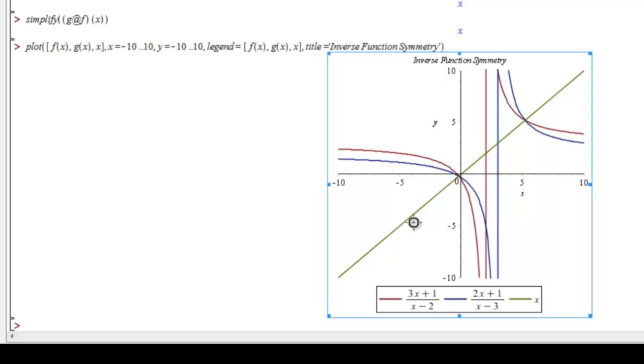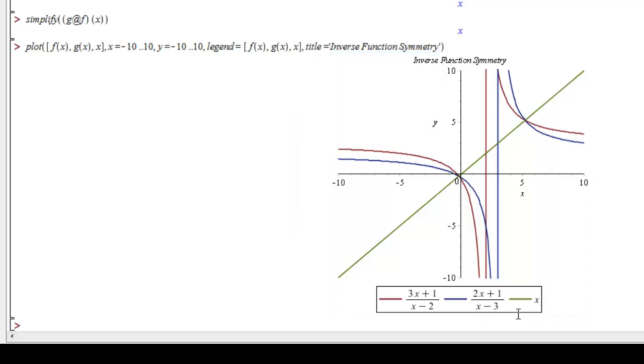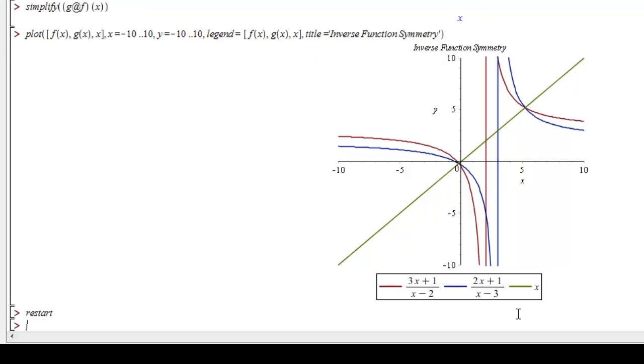But what I want you to notice about this graph is if you look at these curves here and up here, you see that these two graphs are actually reflections of each other about the line y is equal to x, which is shown here in green. And that's the major property of the graphs of inverse functions. They're symmetric reflections of one another across the line y equals x. Do notice we'd get the same picture if we start with our function g and repeat the process.